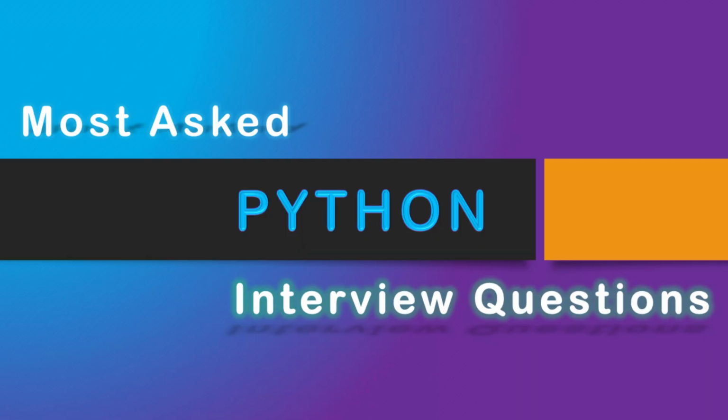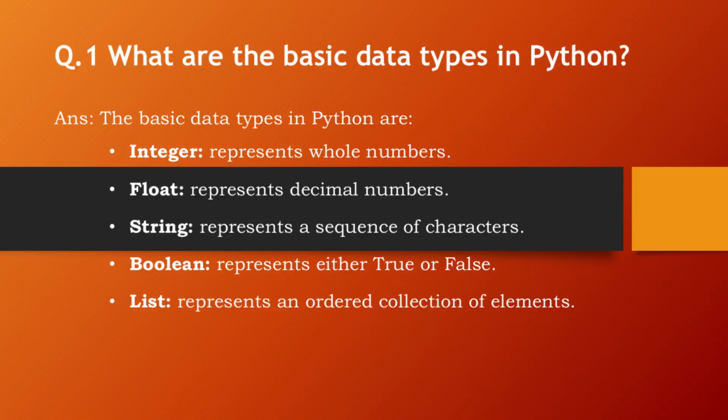Most asked Python interview questions. What are the basic data types in Python? The basic data types in Python are: integer represents whole numbers, float represents decimal numbers, string represents a sequence of characters, boolean represents either true or false, list represents an ordered collection of elements.